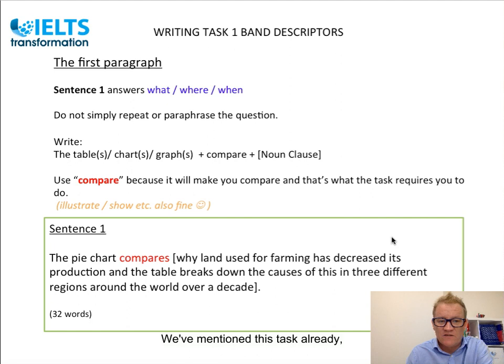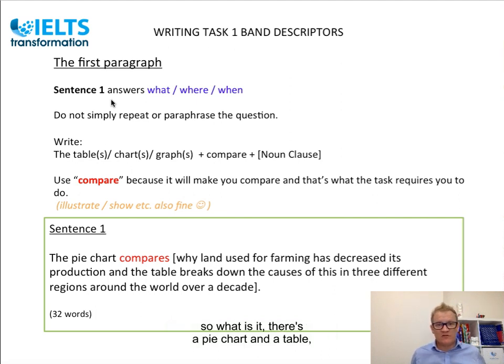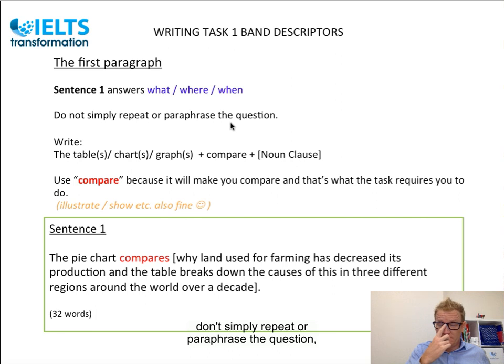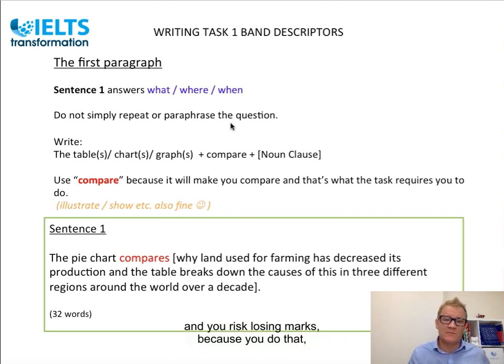We've mentioned this task already. Here's the first sentence. Look. So sentence 1 answers the question what, where and when. So what is it? What's a pie chart and a table? Where? Globally and regional. When? I don't think it says in that particular one. Don't simply repeat or paraphrase the question, because you risk copying the words and you risk losing marks because you do that. So I'm suggesting you follow this sentence here.